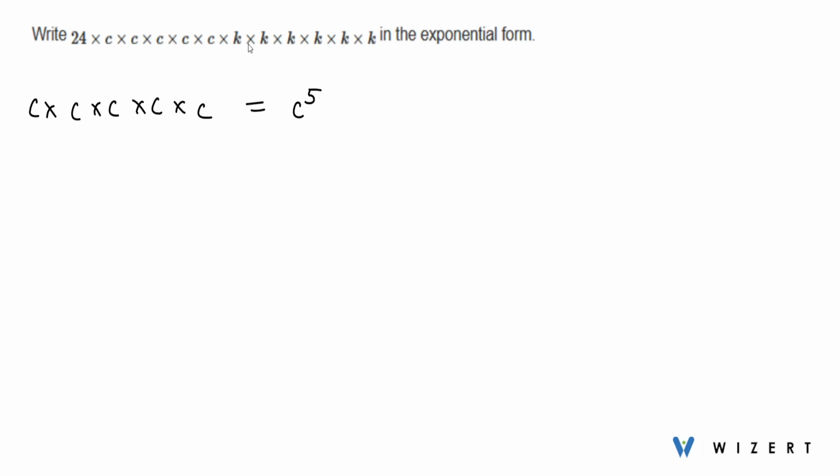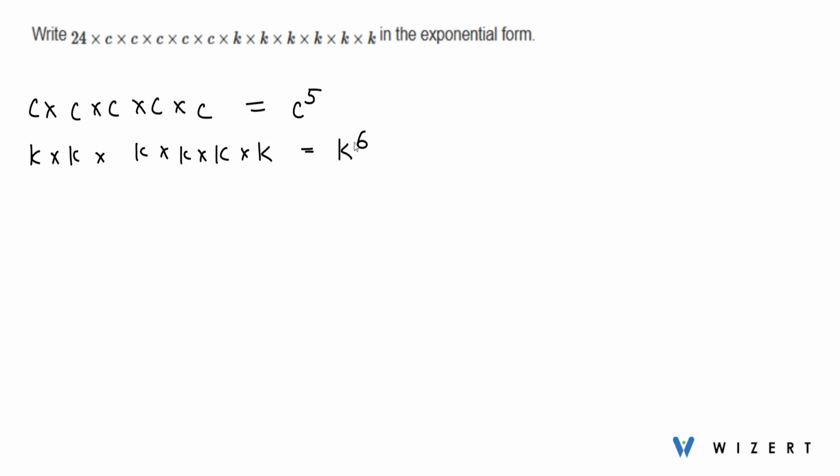Similarly, for the case of k, there are 1, 2, 3, 4, 5, 6 k's, so k multiplied by k multiplied by k, and so on, 1, 2, 3, 4, 5, 6, so it will be equal to k raised to the power 6.